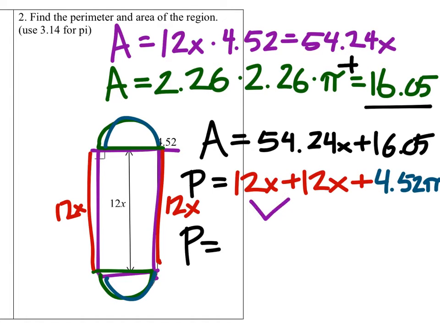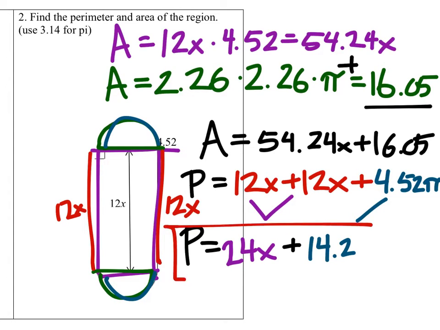So let's go ahead and simplify that. The two 12x's give us 24x. And then we're going to add that to 4.25 times pi. We'll round that to 14.2. And that would be what we would call the perimeter right there. So we have our two answers on that.